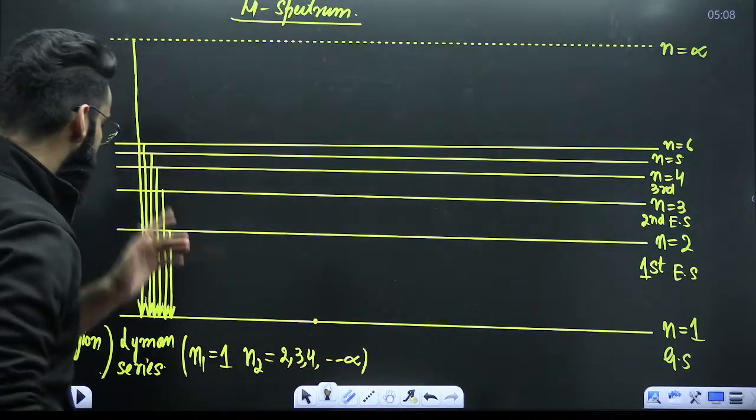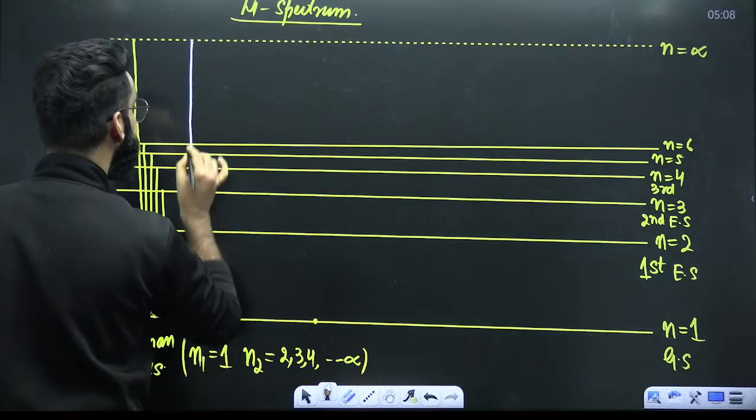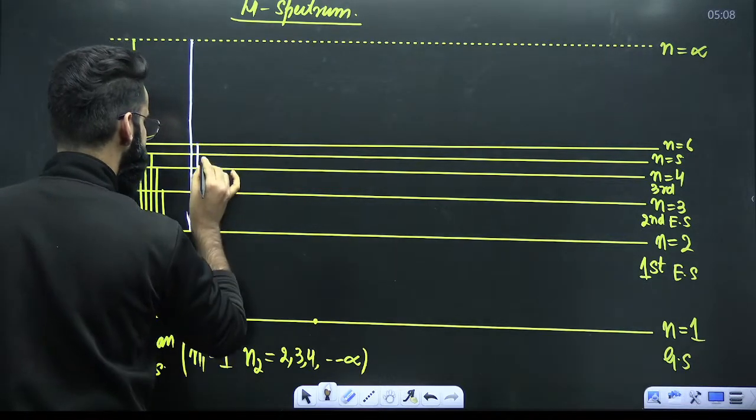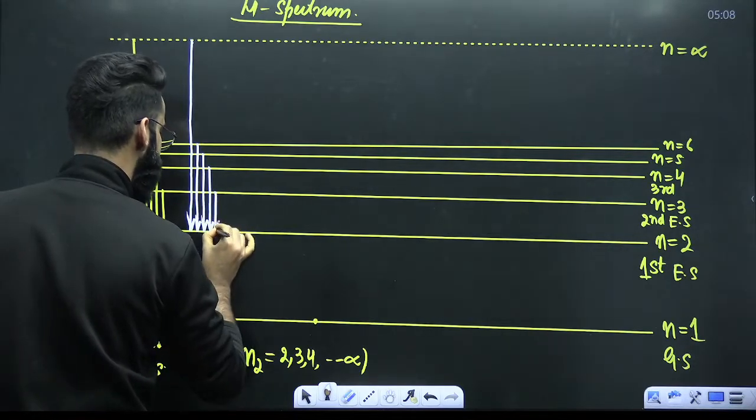Number 2, when the electron makes a transition from higher energy states to shell number 2, again we get a series of radiations.